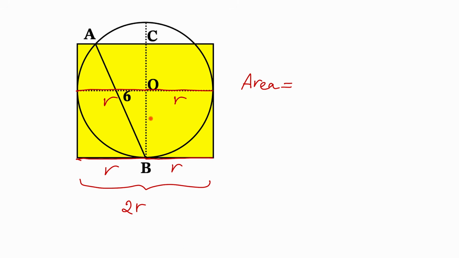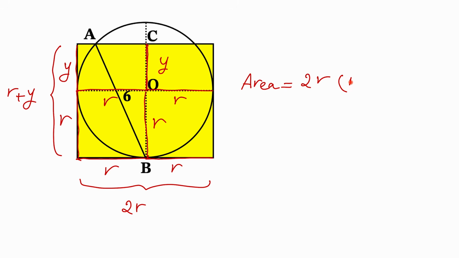For the vertical side, we also have this segment, which is R, the radius of the circle. We will also have this side as R, and we denote this segment as Y. So we will have Y here, and the vertical side is R plus Y. So we can write the area of the rectangle is equal to 2R times R plus Y. If we multiply these through the parentheses, we'll get 2R squared plus 2R times Y.